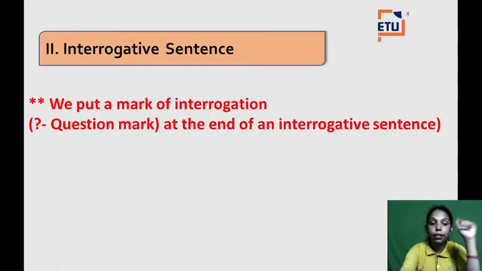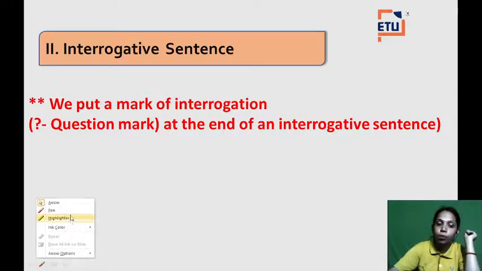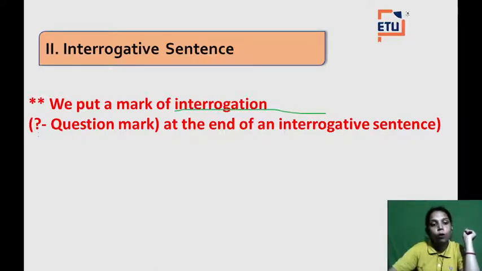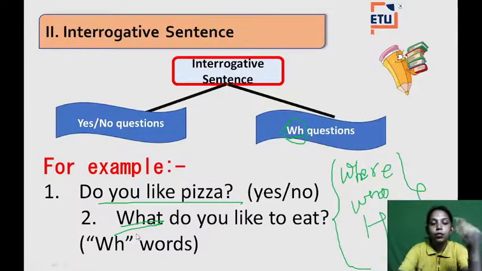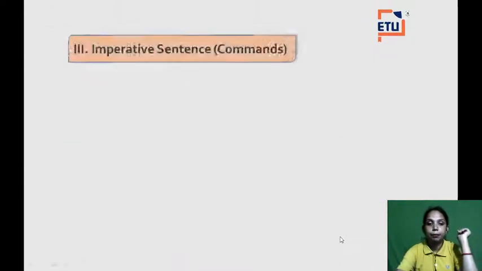Interrogative sentence. We put a mark of interrogation. We always put a mark of interrogation. So who is interrogation? I told you, the one who asks questions. So if there is someone who always asks questions, there will always be a question mark at the end. Simple, right? What did we see here? We saw there is a question mark in every sentence, right? So the one who asks a question will always have a question mark at the end. Simple, isn't it? Let's see.